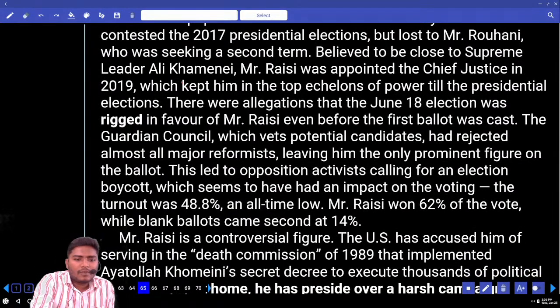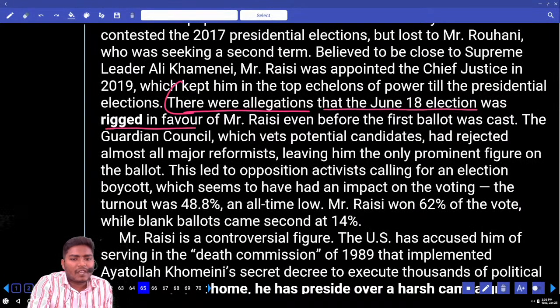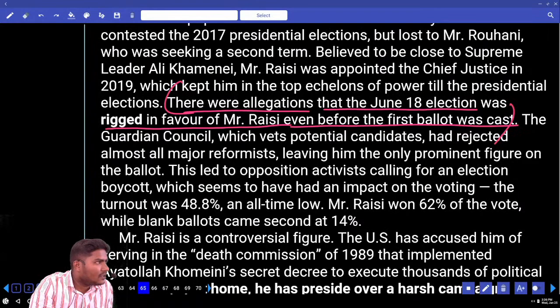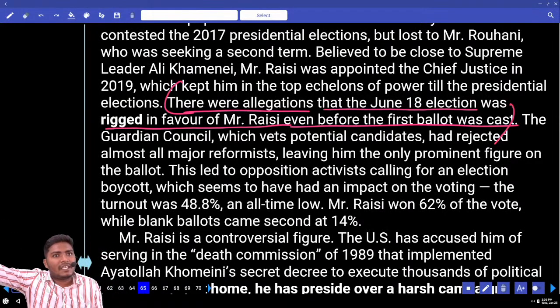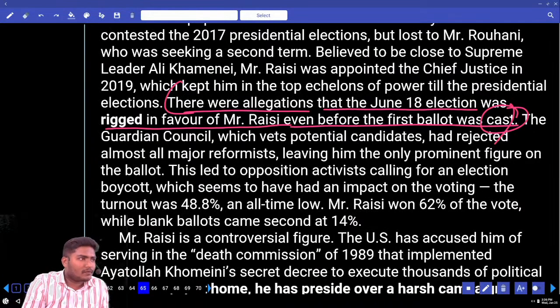Now look at this. There were allegations that the June 18 election was rigged in favor of Mr. Raisa even before the first ballot was cast. Do you know casting? CAST cast, not CASTE. CASTE is your reservation, social caste, that is different. This CAST cast is nothing but casting the vote. Very important word.